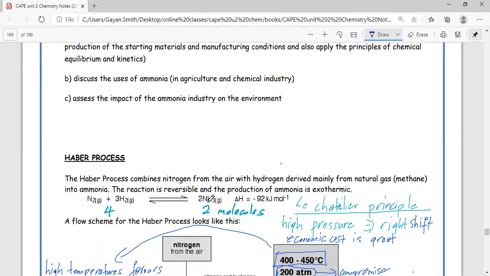If we wanted to increase the pressure, it would make sense for us to go in the backward direction so we can create 4 particles, and these 4 particles will collide with the walls of the container and will generate a higher pressure for us than if we had 2 particles on this side colliding with the walls of the container. The pressure generated would be less with 2 particles than with 4.